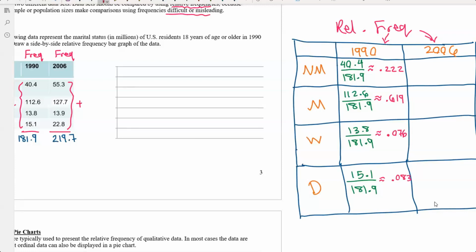0.083. See, if I round this one to 2 decimal places, and the same thing here, we're going to have exactly the same answer. We're going to have 0.08 for both of these, but these two are not exactly the same. That's why it's better to use 3 or 4 decimal places first, and then later when graphing, you can show the difference between these two bar graphs.